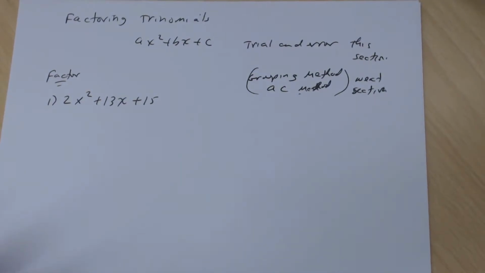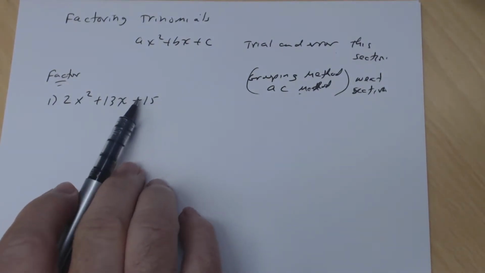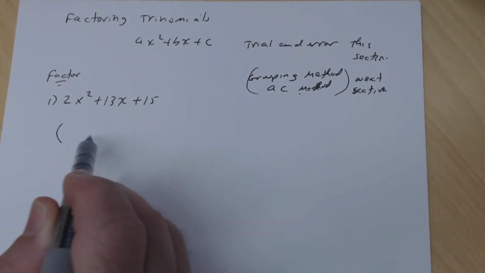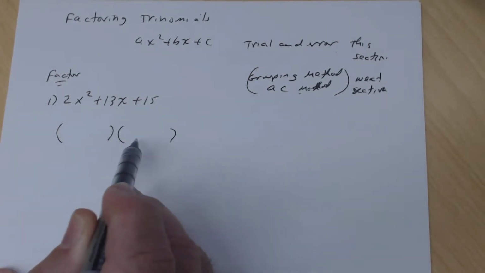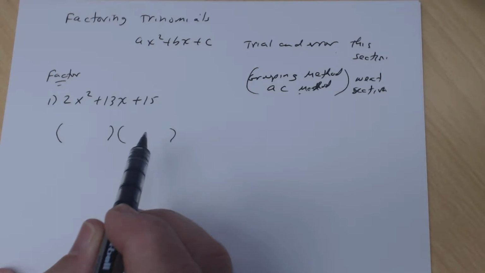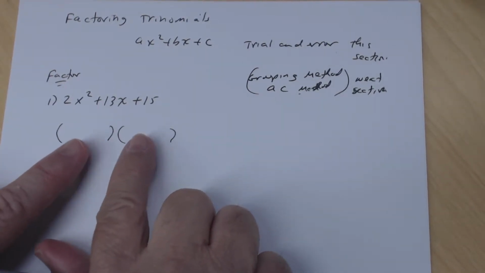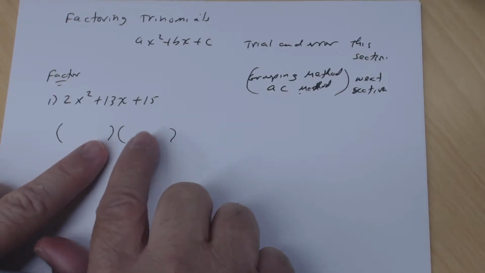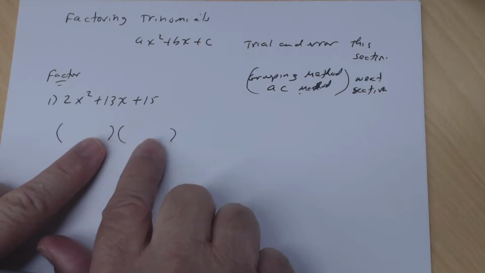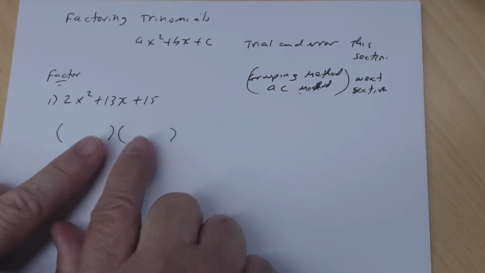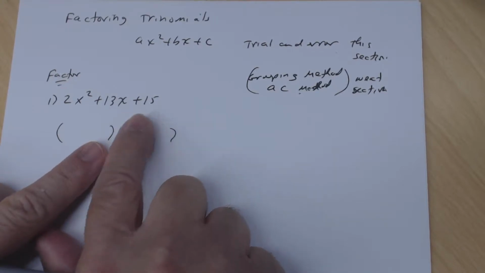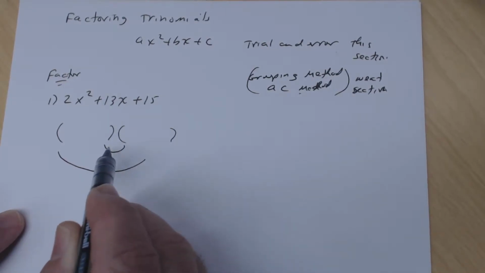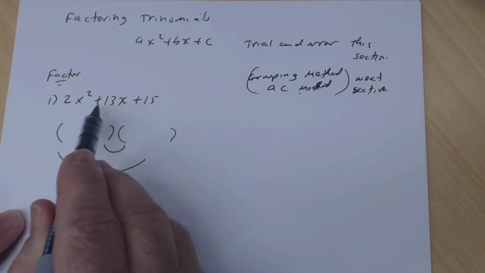Let's review a couple of things from the previous lesson. Remember, if the last sign is positive, then when I factor as two binomials, the signs in here are going to be the same. Either both negative, because a negative times a negative is a positive 15, or both positive, because a positive times a positive is a positive 15. But we also talked about the outer and the inner, the FOIL method, giving us the middle term.